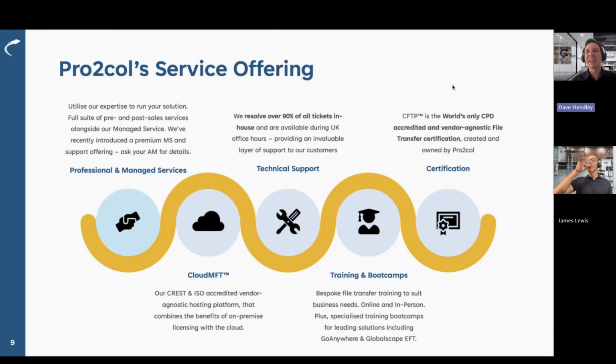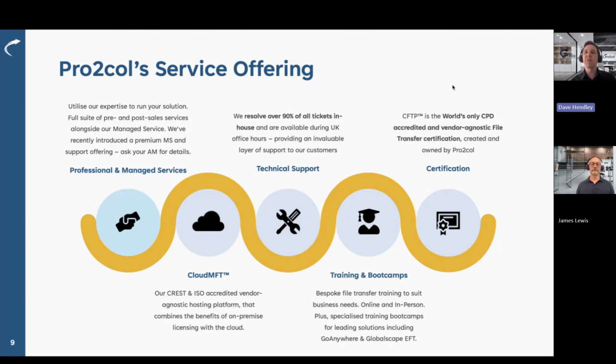So here we have an overview, basically, of the services that Protocol can provide to support your internal technical teams, to improve your MFT systems and further your knowledge of MFT. So looking at the professional services and managed services there, we've got a team of consultants able to offer their years of experience within MFT to guide and assist you with any work you need completing within the platform. We probably have some of the foremost experts in MFT in Europe, with the amount of years and years of experience that they've got on the different software solutions there.